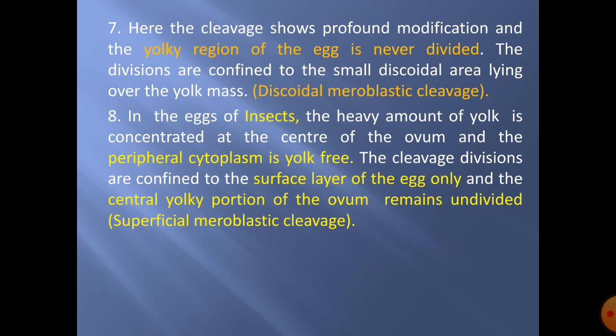Finally, the fourth case, the eggs of insects. The amount of yolk is concentrated at the center of the ovum and the peripheral cytoplasm is yolk free. Therefore, the cleavage divisions are confined to the surface layer of the egg only, and the central yolky portion of the ovum remains undivided. This type of cleavage is called superficial meroblastic cleavage.